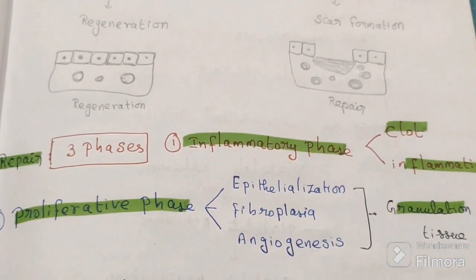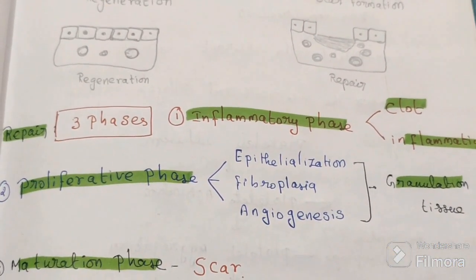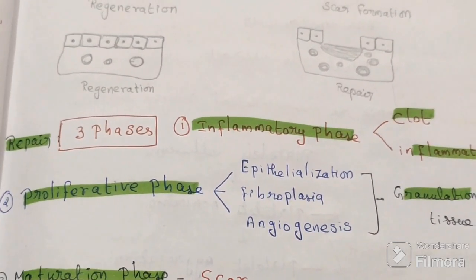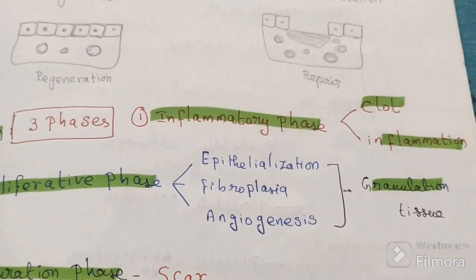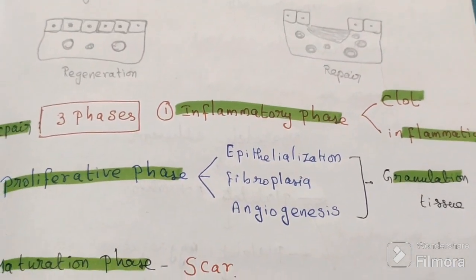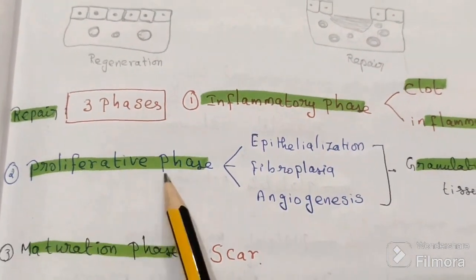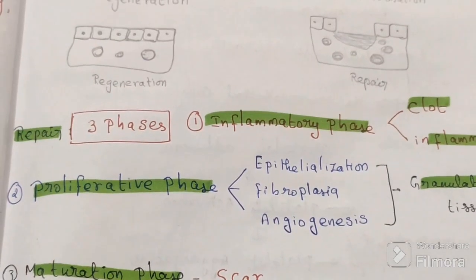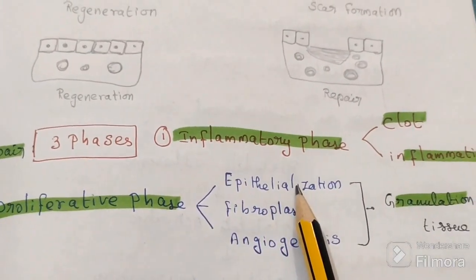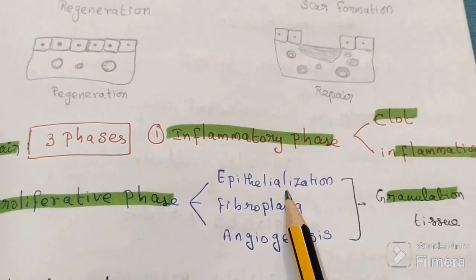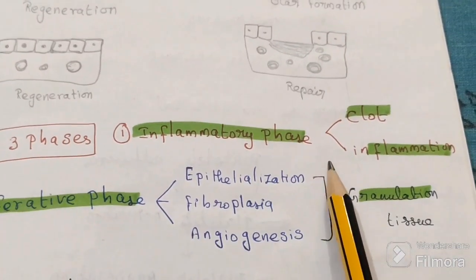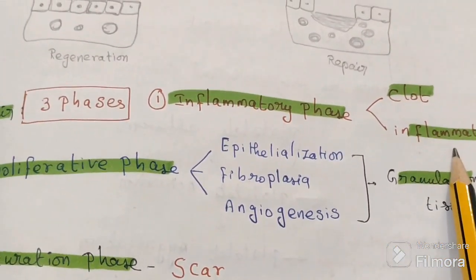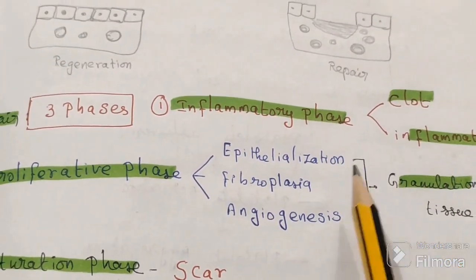There are three steps, or phases, in repair. The first phase is called the inflammatory phase. The second is called the proliferative phase. The third is called maturation. In the first phase, the inflammatory phase, two things happen: one is clot formation, the second is inflammation.